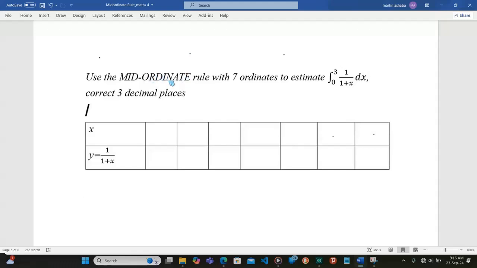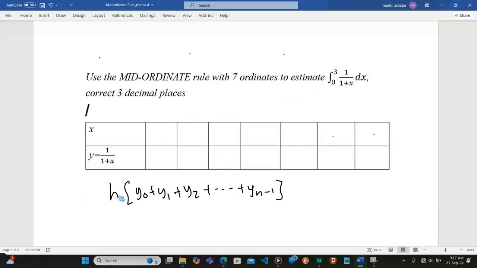In the mid-ordinate rule, we are using the midpoints of each subinterval. The midpoints of each subinterval are substituted into the function f of x, determining the value of the function, which is y. Then we will use the formula h times y0 plus y1 plus y2 up to yn minus 1, and this shall give us the value of this integral.